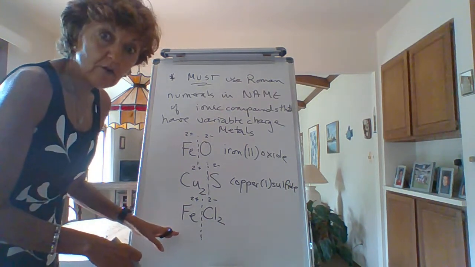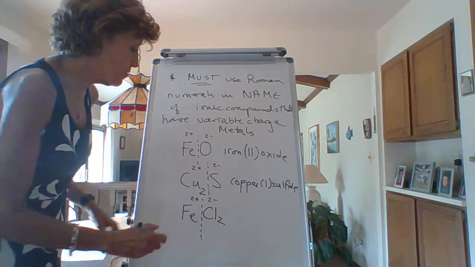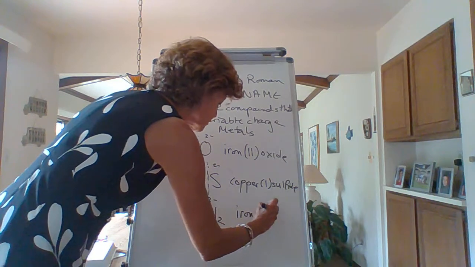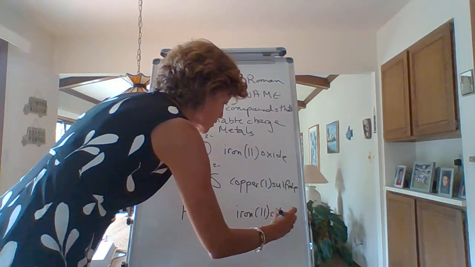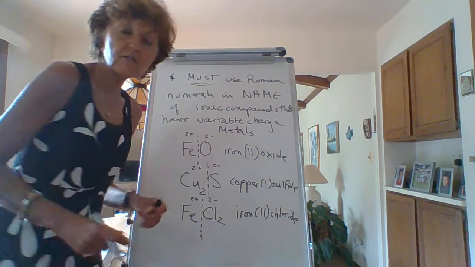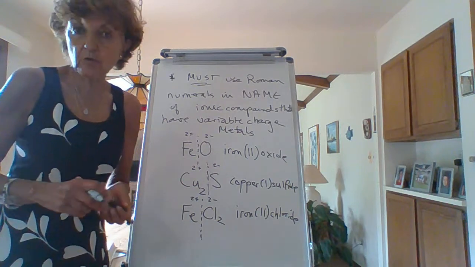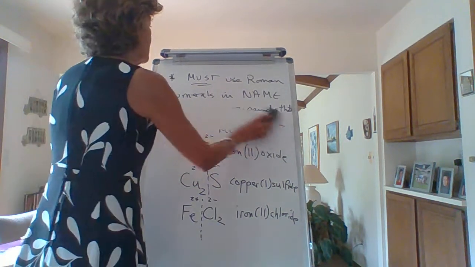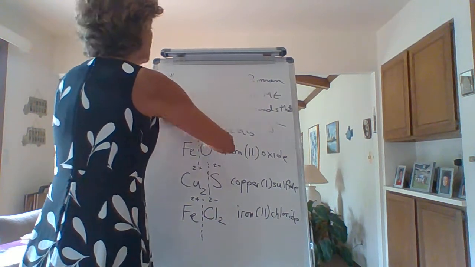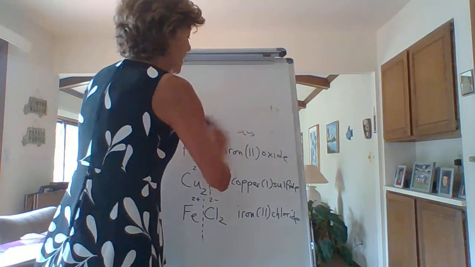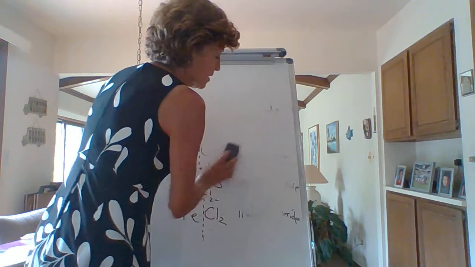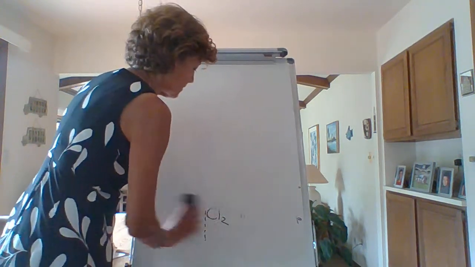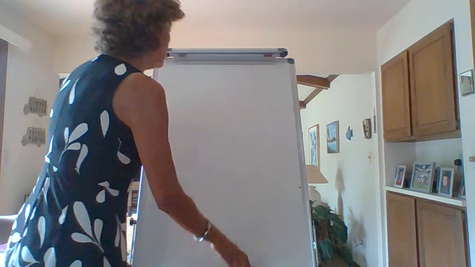There's only one iron here, so this iron must be Roman numeral 2. Iron, Roman numeral 2, chloride. Okay, this dotted line technique works beautifully. I'll give you a few more to practice with, and then we can move on to the last video, which is the polyatomic ions. Okay, so a couple more formulas.